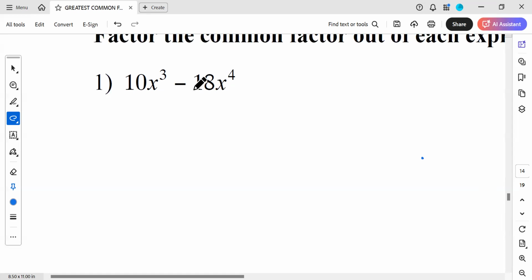First, I look at 10 and 18. What's the GCF of 10 and 18? Skip a space to the left, I'll put 2. Then I have x to the third and x to the fourth. Same letter, right? What should I use? X to the? Good.